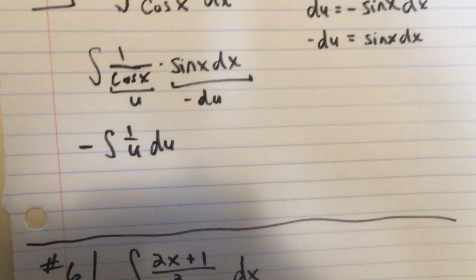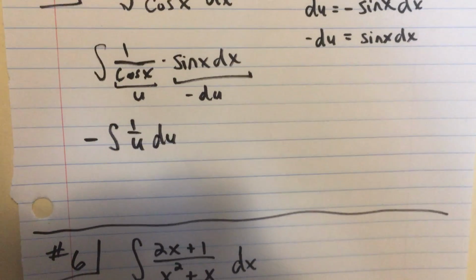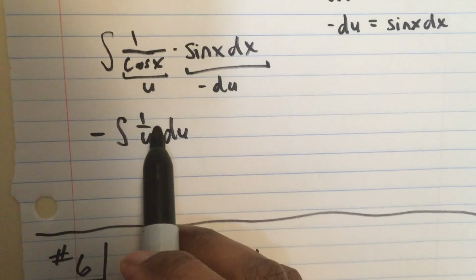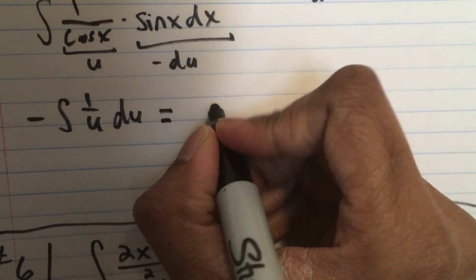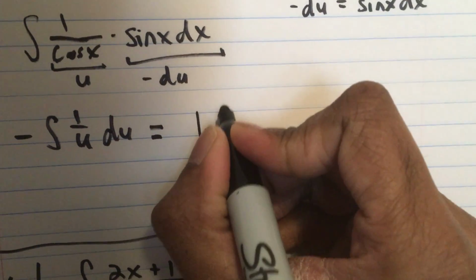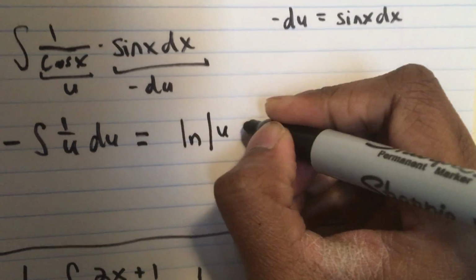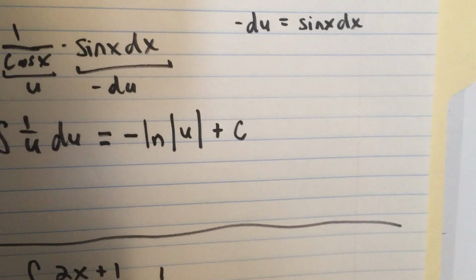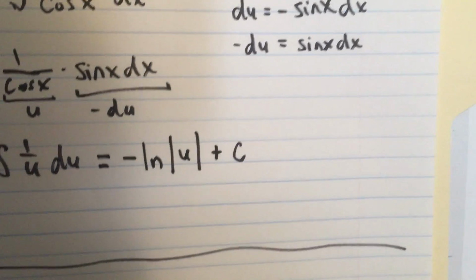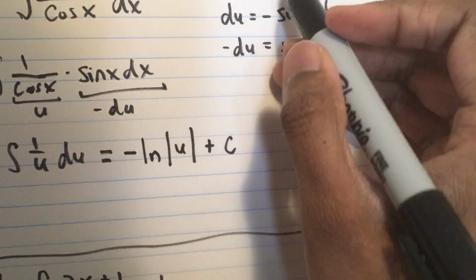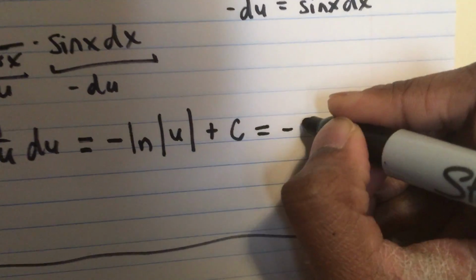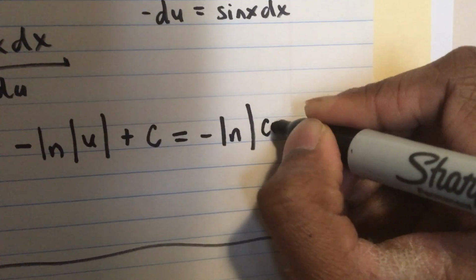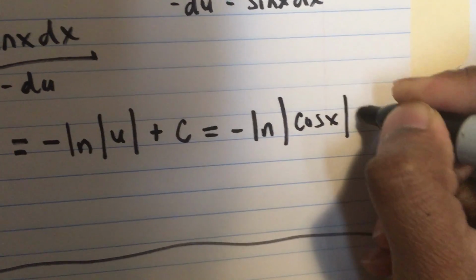The integral of 1 over x is the natural log of the absolute value of x. So in this case, the integral of 1 over u is going to be the natural log of the absolute value of u. And don't forget the negative sign, and then plus c. All we have to do now is replace u with the cosine x. So negative natural log of the absolute value of cosine x plus c.